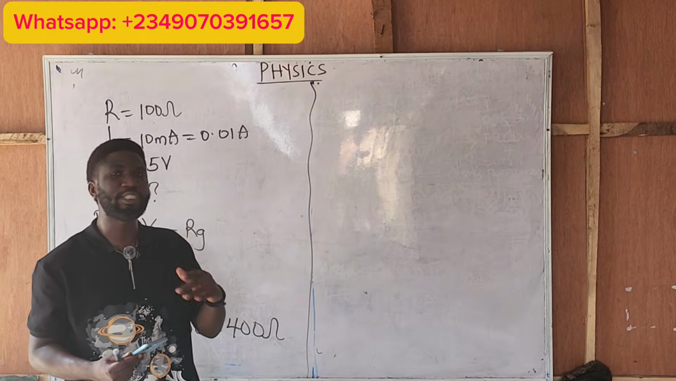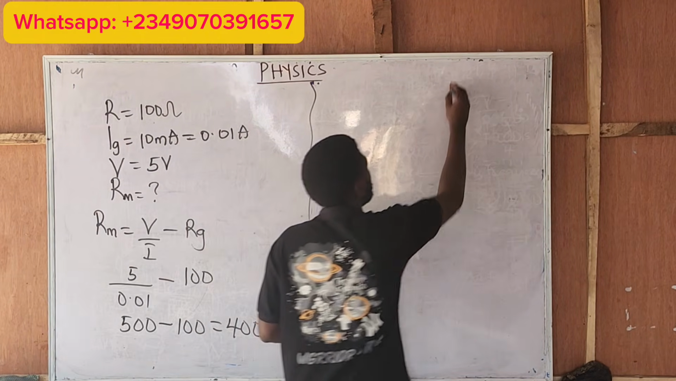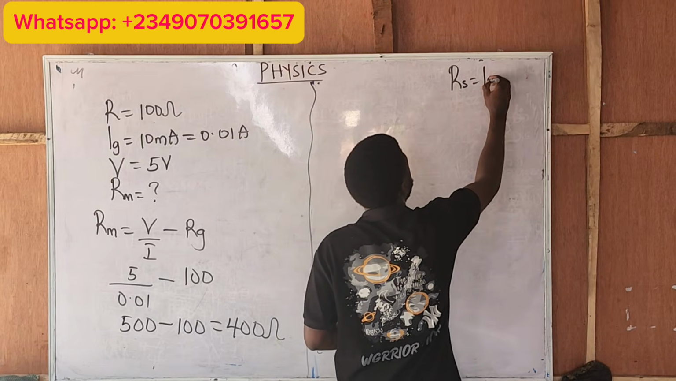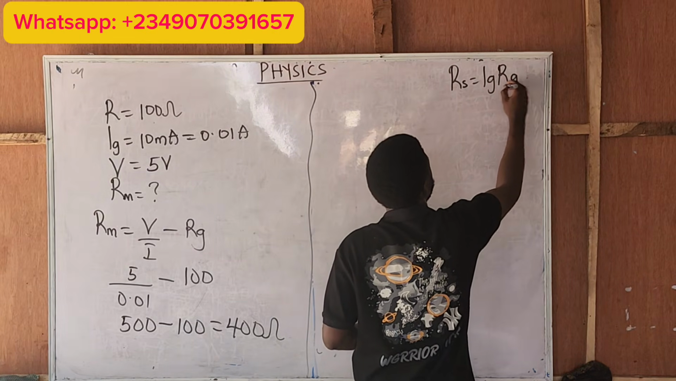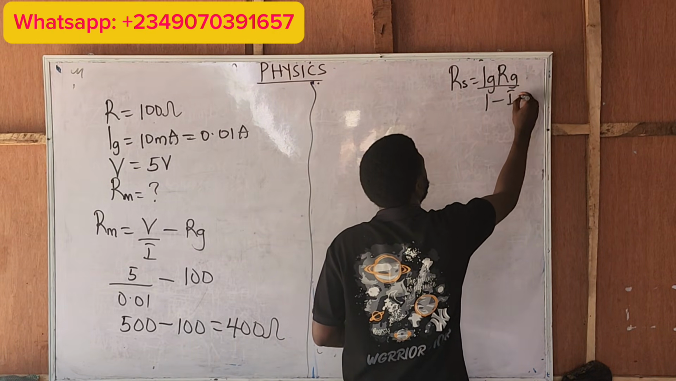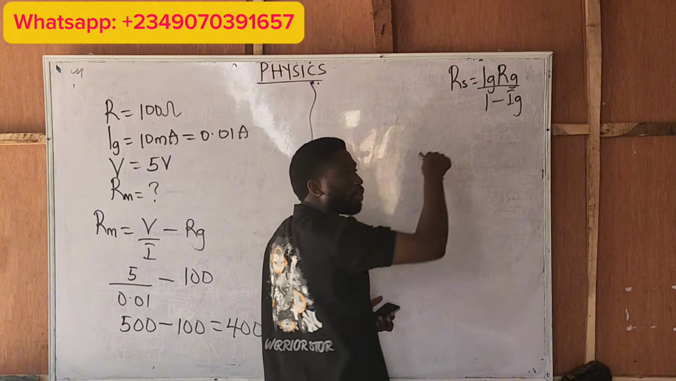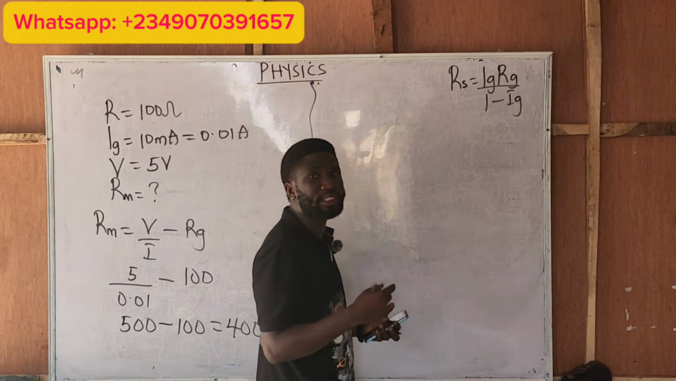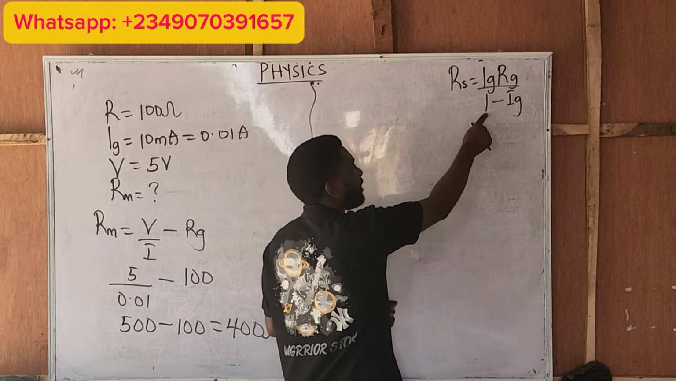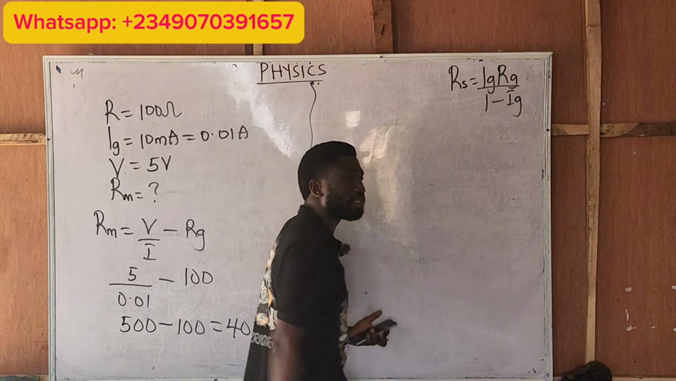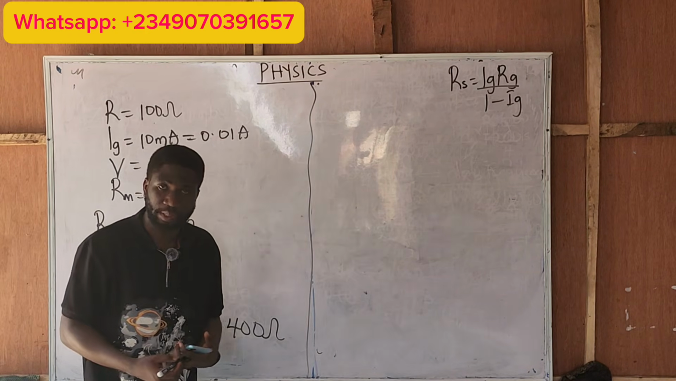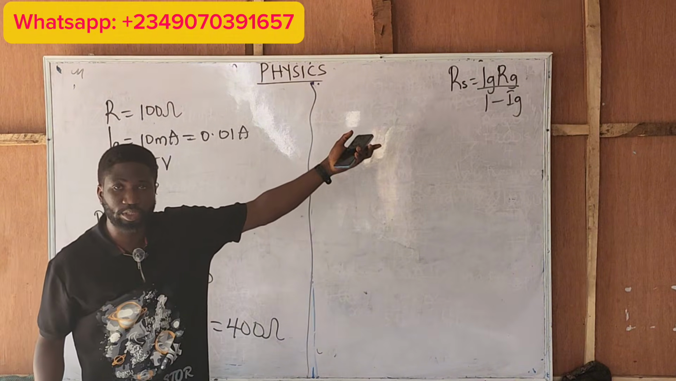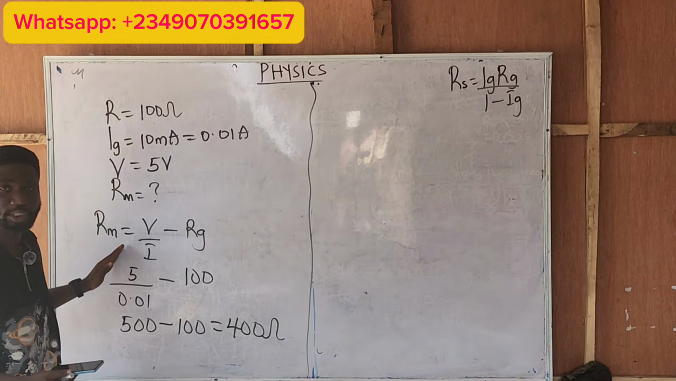But when it has to do with the shunt, we have RS equals RG over I minus IG. This IG represents the current of the galvanometer. RG represents the resistance of the galvanometer, and I is the main current, and IG still represents the current of the galvanometer. So this is for the shunt, and the other one is for the multiplier.